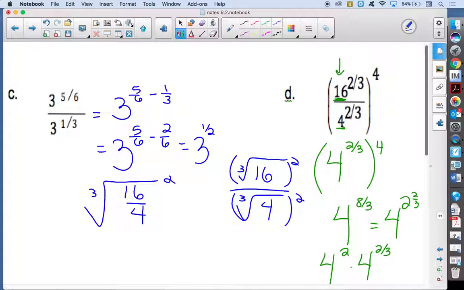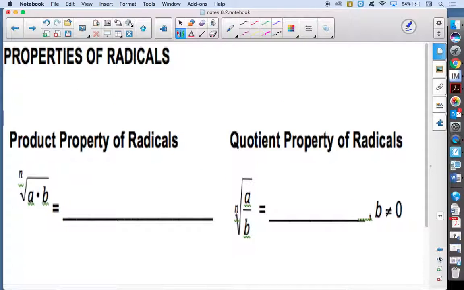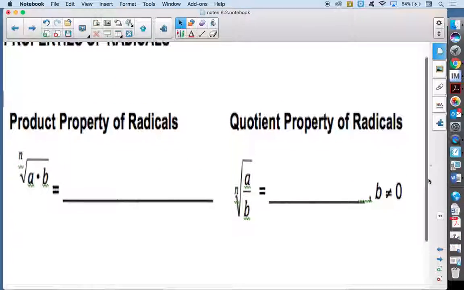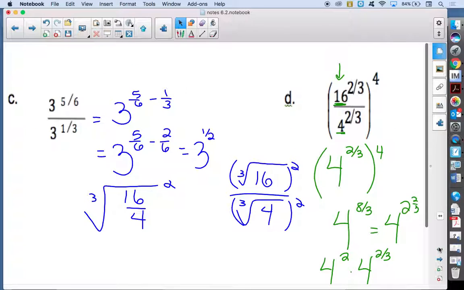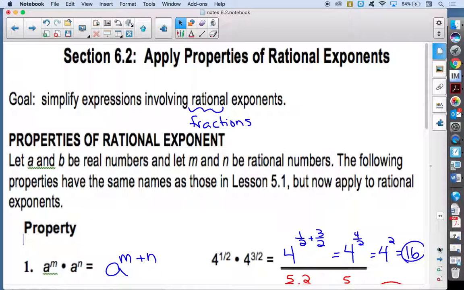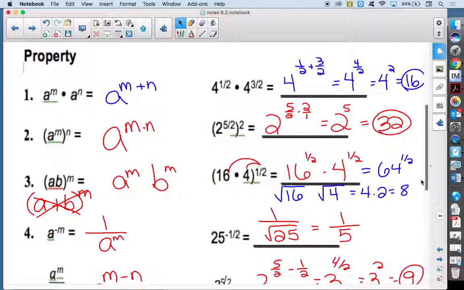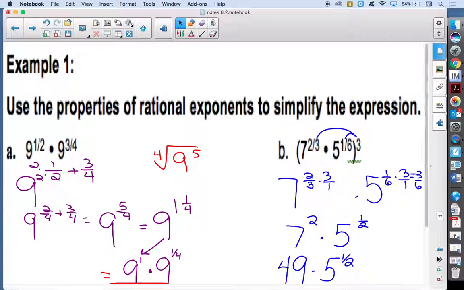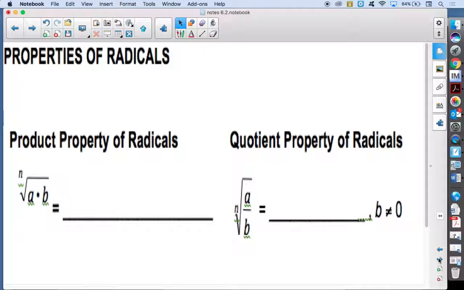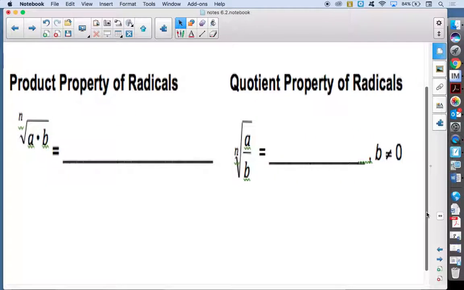So if you flip the next page, what Kate was just asking about are the 2 properties on the next page. What we just dealt with were properties of rational exponents. So properties of exponents, that's what we were working with. But there are also properties of square roots or radicals that we talked about before as well.